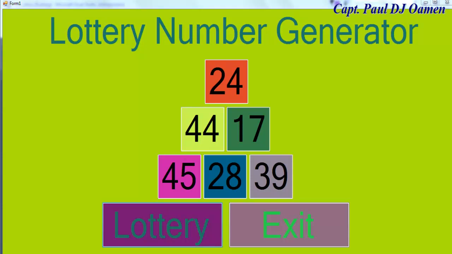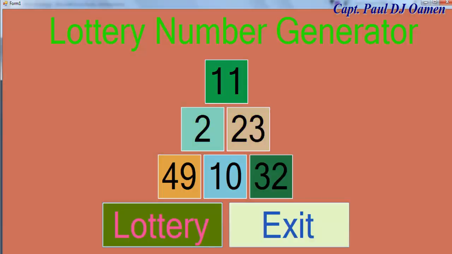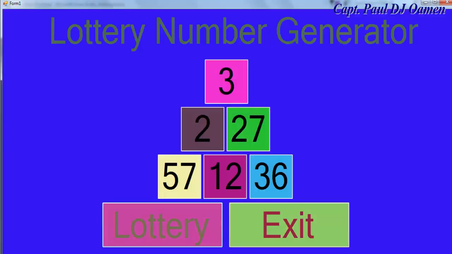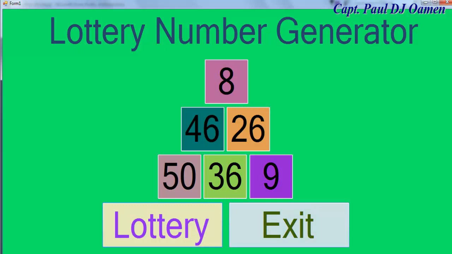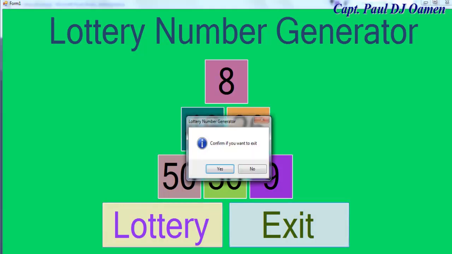Hi and welcome to C# lottery number generator. Let me show you guys how this works. You see, when you click on this button that says lottery, there we go, and you can see even the colors are randomly generated as well. Okay, let's try it again, and we can also exit if we want to exit.